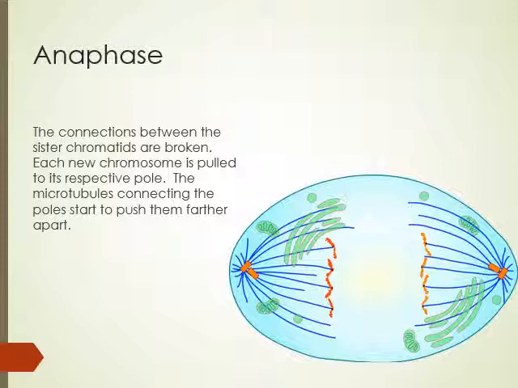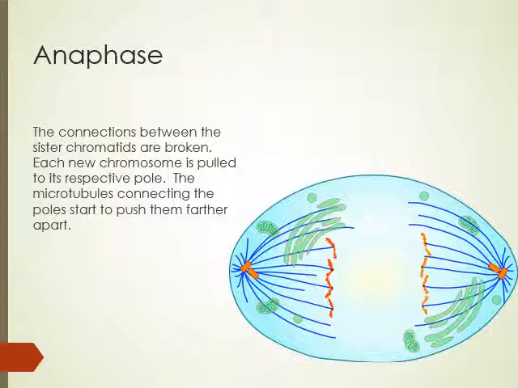So you start off with a chromosome. That chromosome is going to double until you have two sister chromatids. You're going to attach these to a microtubule, and that microtubule rips them apart. So anaphase is you're pulling these two chromatids apart.